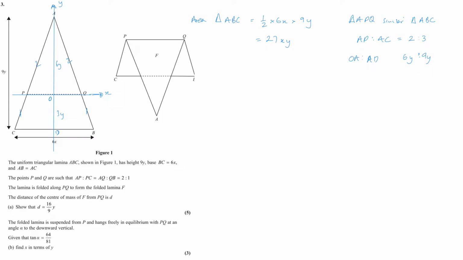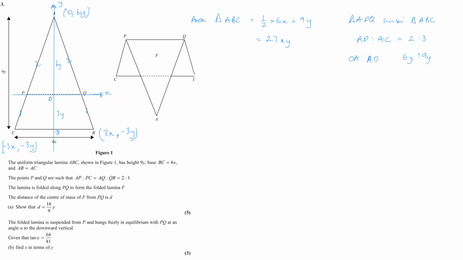Now, from that, we can find the coordinates of each, well, not quite each of these yet, but certainly the coordinates of this one. We'll work out the x coordinates of these ones next. So first of all, I'll just do the coordinates. So this B is going to be at 3x, minus 3y. C is minus 3x, minus 3y. And A is at 0, 6y.